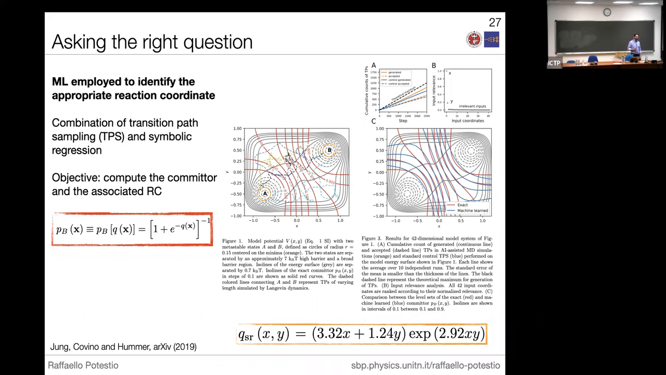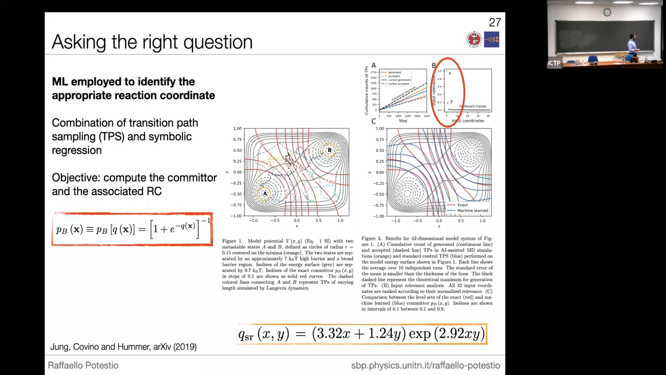And most importantly, what the method does is to realize that there are only two possible variables that are important out of the many possible variables, because you can construct an arbitrarily large number of functions of the configuration of the system. But the method realizes that there are only two particular coordinates that are relevant in the description of the committor. And in particular, one coordinate is much more important than the other.